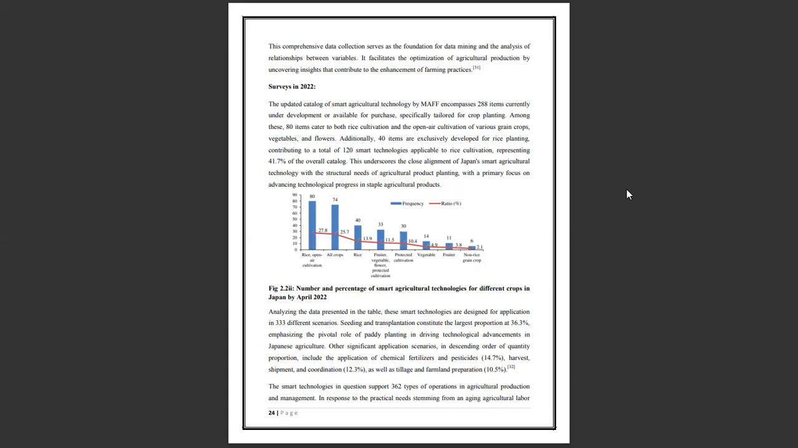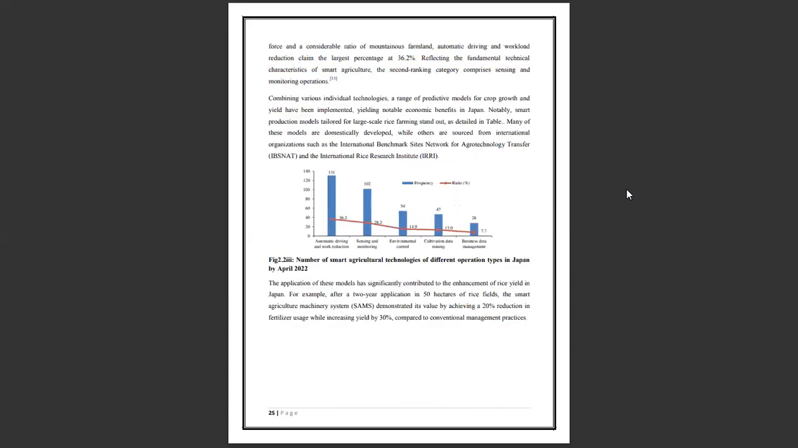In response to the practical needs stemming from an aging agricultural labor force and a considerable ratio of mountains and farmland, automatic driving and workload reduction claim the largest percentage at 36.2%, reflecting the fundamental technical characteristic of smart agriculture. The second-ranking category comprises sensing and monitoring operations.